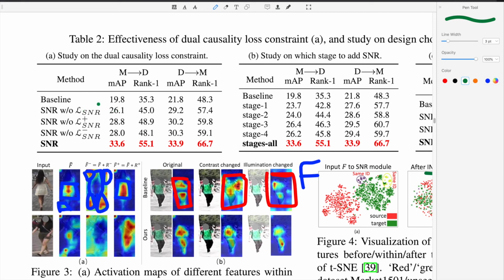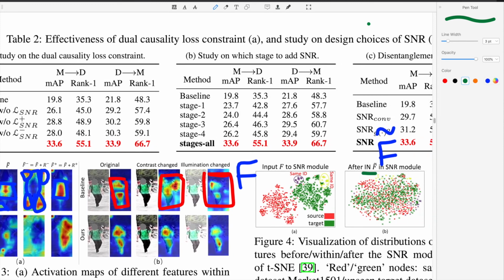So this was the performance when there was no SNR loss, and this was the performance when there was no plus SNR loss and minus SNR loss. And that still performs better than not having the SNR loss at all. And when combining these loss terms together, we get the best performance of this.